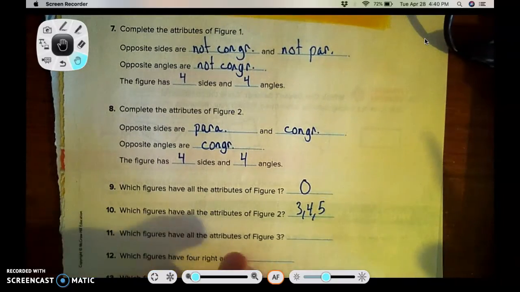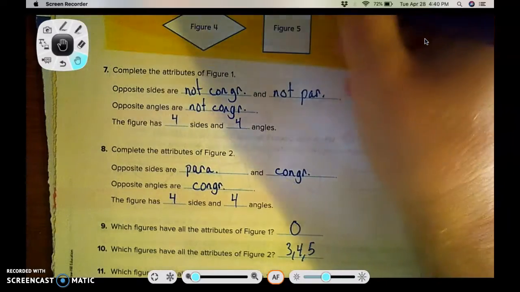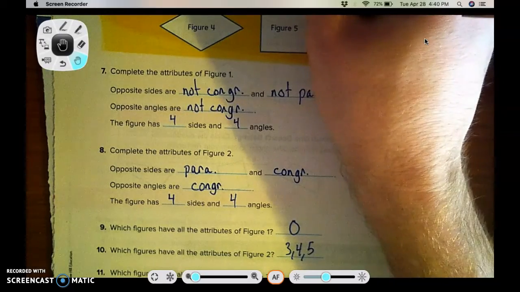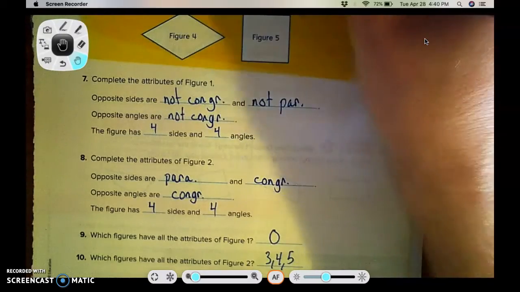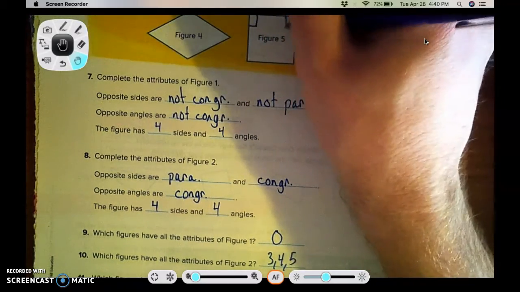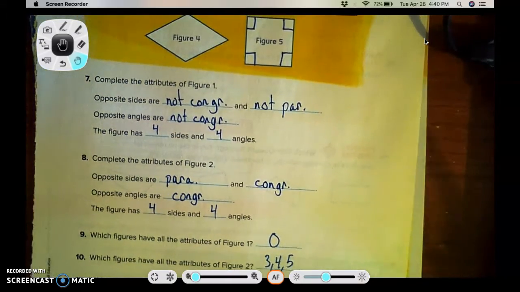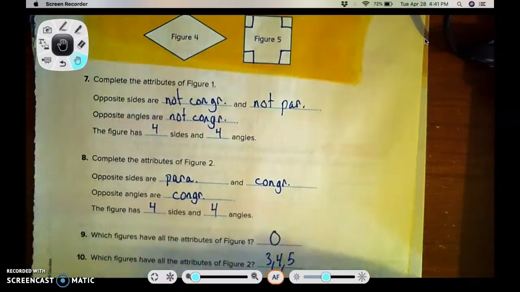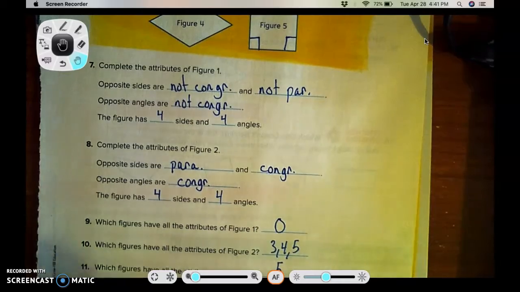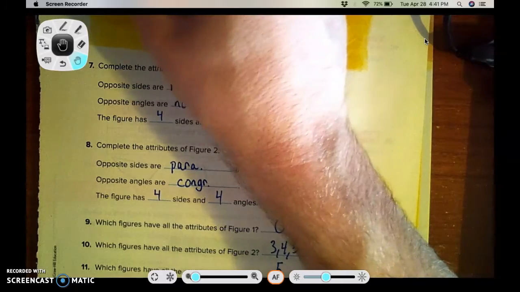So which have all the attributes of figure number 3? The opposite sides are equal or congruent. It also has 4 90 degree angles. All the angles are congruent. The only one that matches that perfectly, where the sides are even and the angles are all even and congruent, is going to be figure number 5. Because here, the angles, though the opposite ones match, they're different angles here.